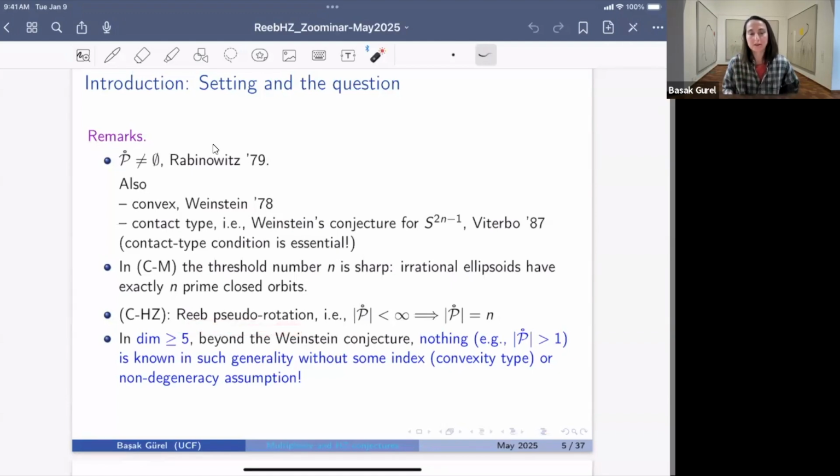Let me also take this opportunity to set this terminology here. When I say pseudo rotation, I will mean a Reeb flow with finitely many prime closed orbits.